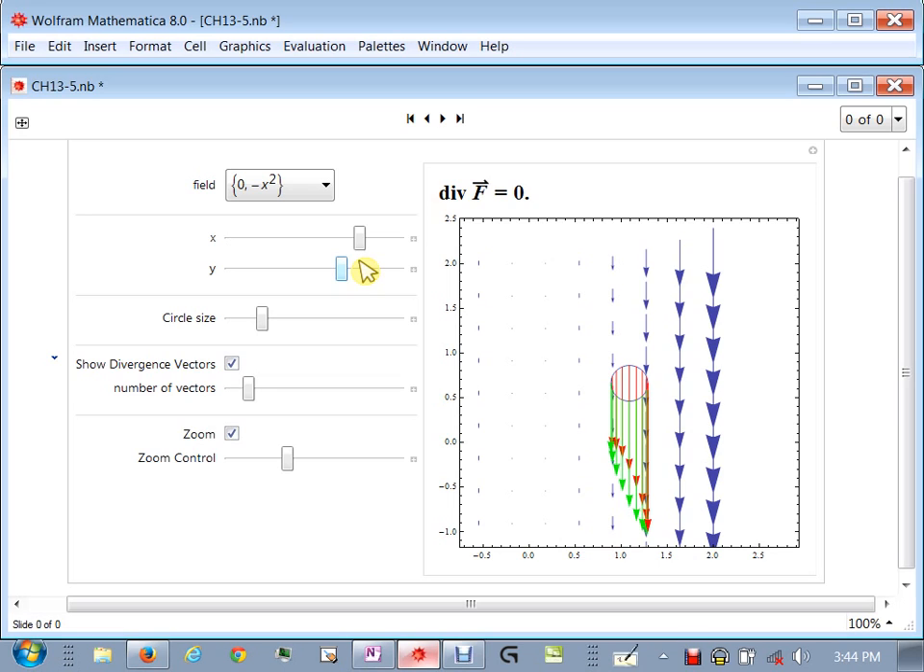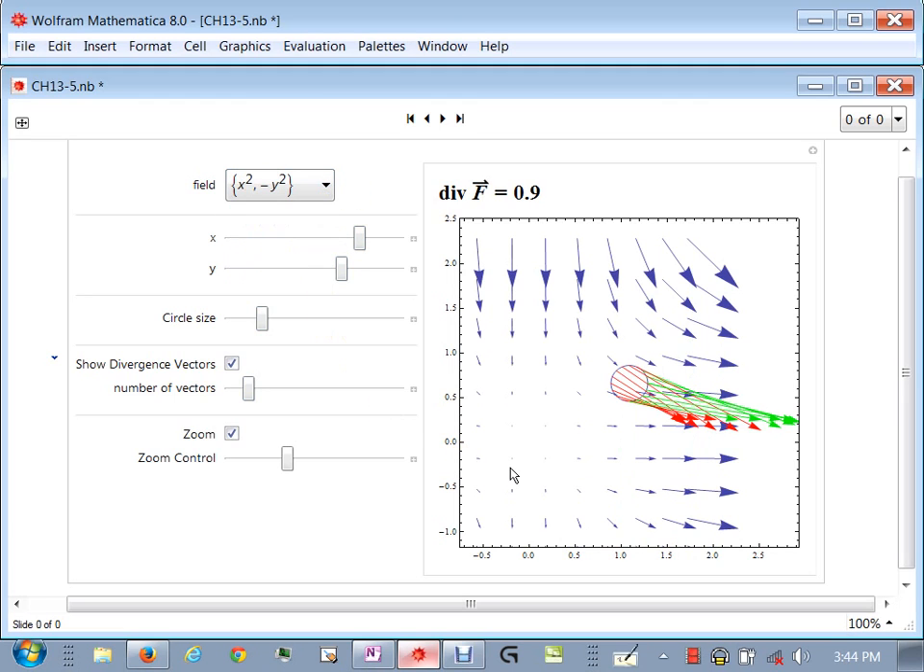Why is the div 0? What's the computation of div on this? First, we have to extend it to 3 dimensions. So it's 0, negative x squared, 0, right? Then take the div. Partial of this with respect to x, 0. Partial of this with respect to y, 0. Partial of this with respect to z, 0. So you get 0 plus 0 plus 0. So your div is always 0. Now, if you do something more interesting, like maybe this, a different vector field, now you're getting some div, right? And the div depends on where you are.